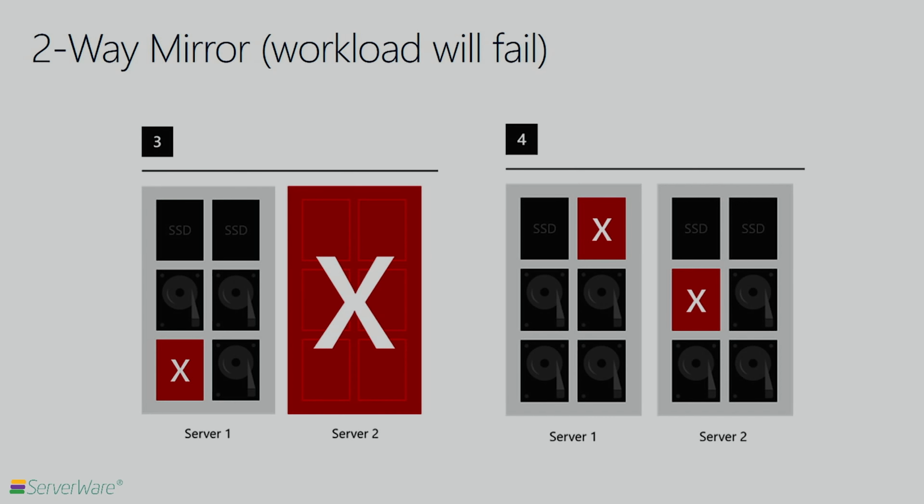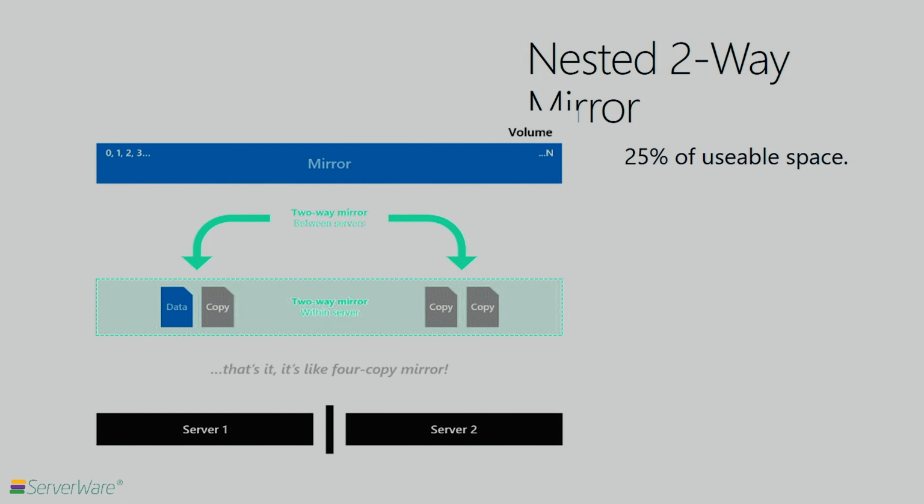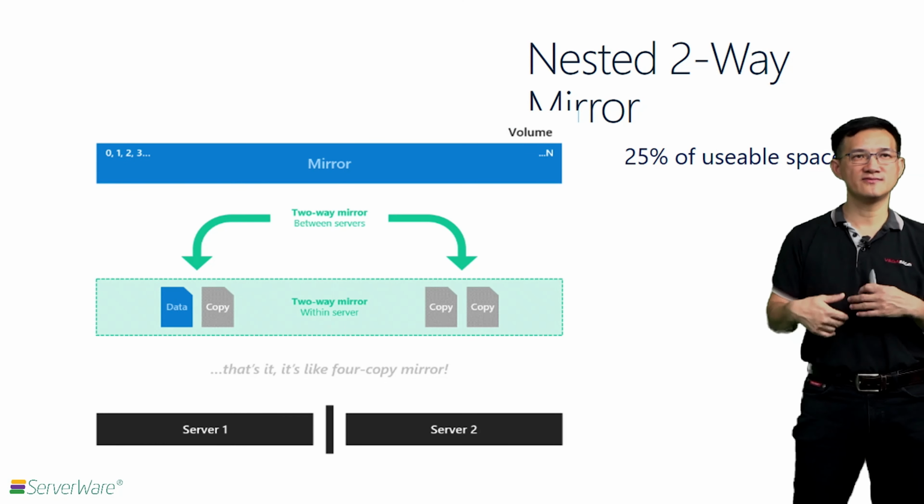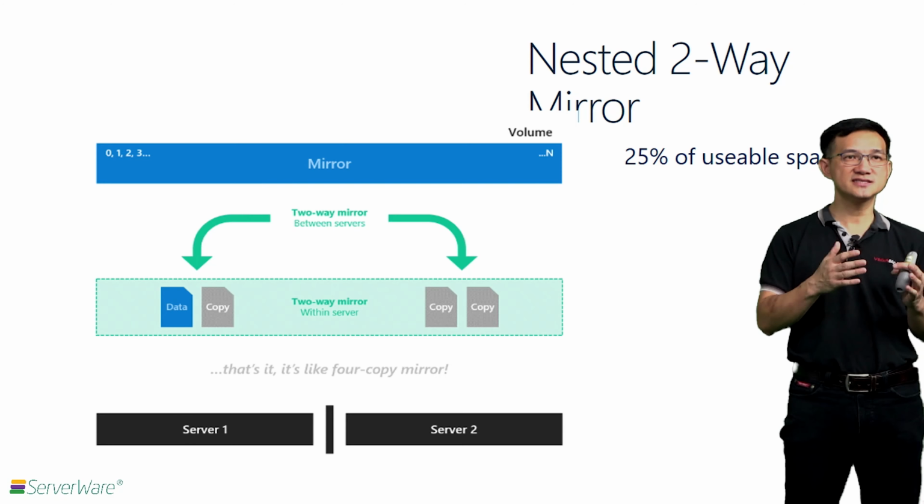And scenario number 4, all right, one disk on one server and the other disk on the other server fail. This will also bring the workload offline. So in order to overcome this, Windows Server Azure Stack HCI has nested resiliency, which is a 2-way mirror. It is part of a mirror-in-mirror environment. So it's a nested 2-way mirror.